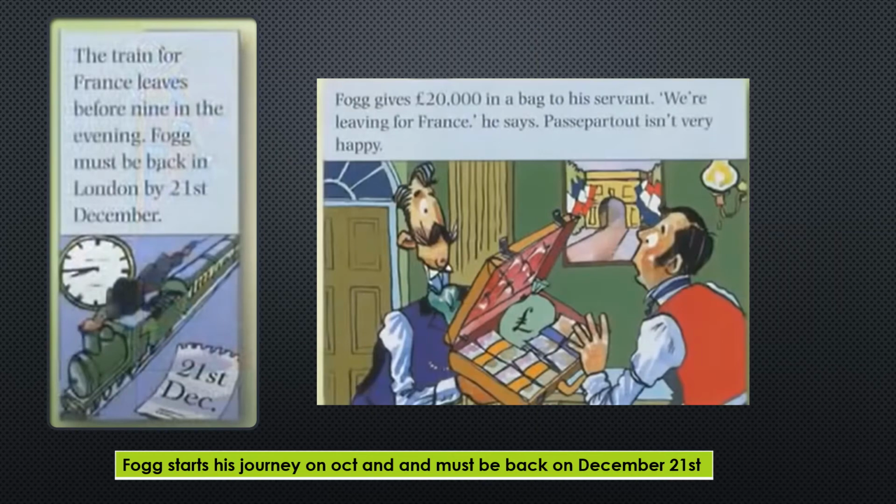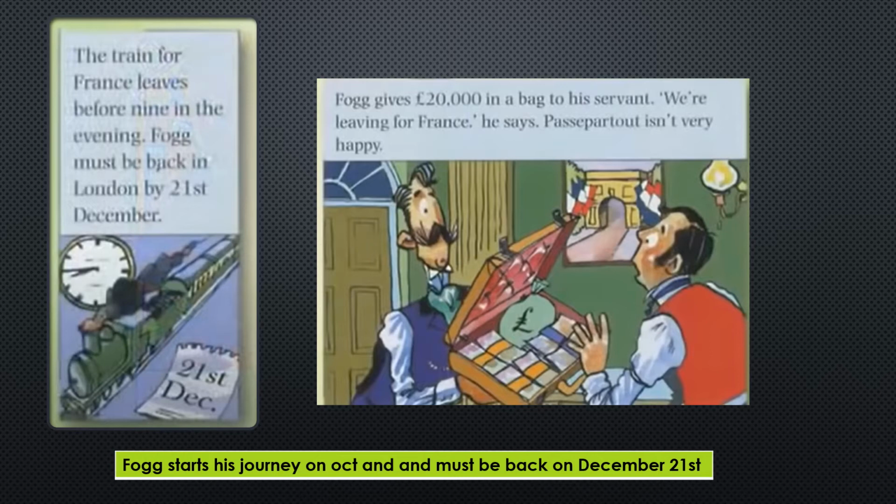Moving on. The train for France leaves before 9 in the evening. Fogg must be back in London by 21st of December. So he leaves on October 2nd, students, and he must be back on 21st December at 8:45, not before that, not after that. So he has to be back at the same time. He may get back before that, but nothing beyond 8:45. Fogg starts his journey on October 2nd and must be back on December 21st.